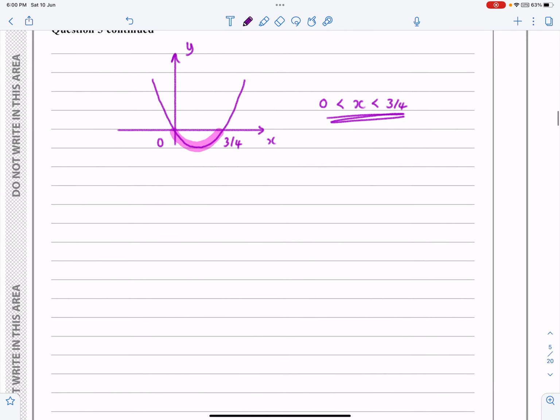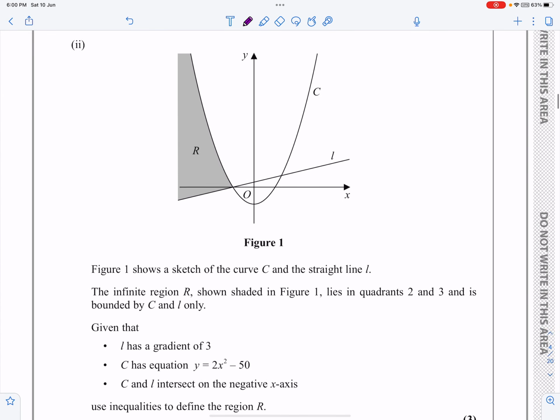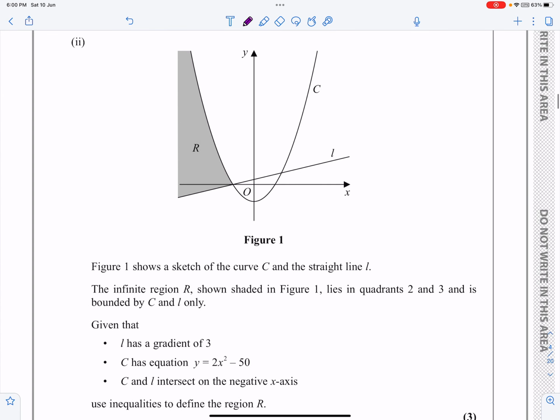Let's have a look at part 2. We haven't really looked at it properly. Let's go back and look at the graph. So part 2 says we've got this graph here. It says L is a straight line and has a gradient of 3. So I'm going to say y equals 3x plus c for that one then. And it also tells me that the curve is y equals 2x squared minus 50. It says they intersect over here on the negative x-axis.